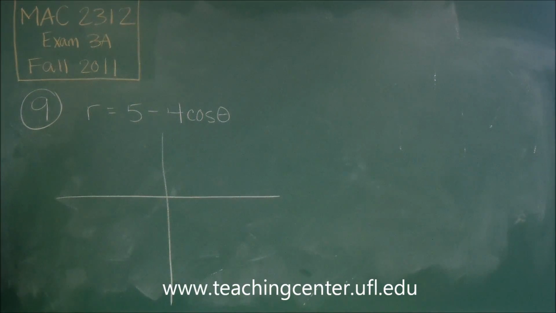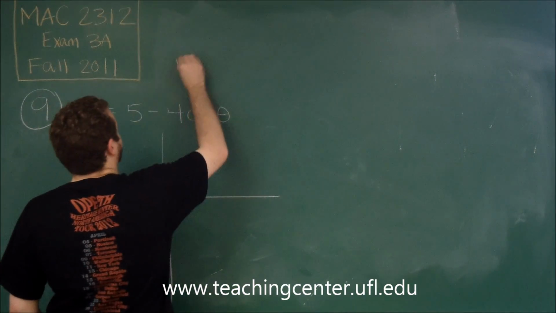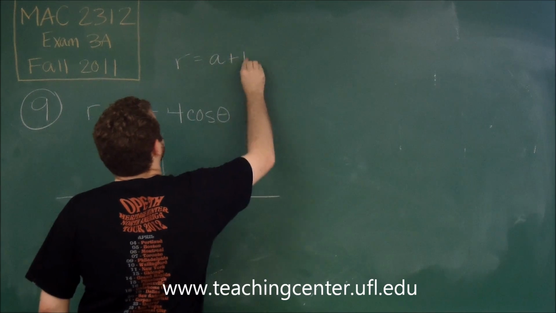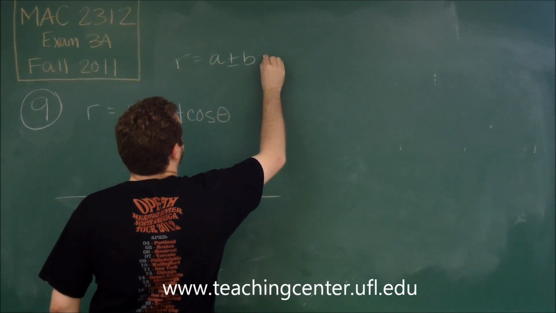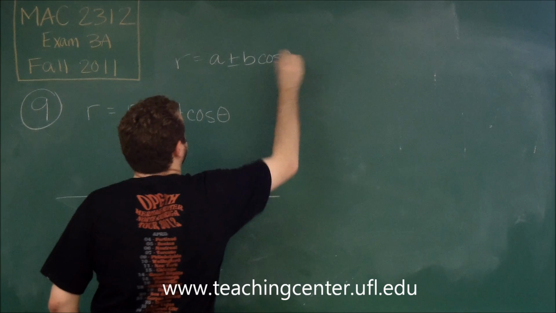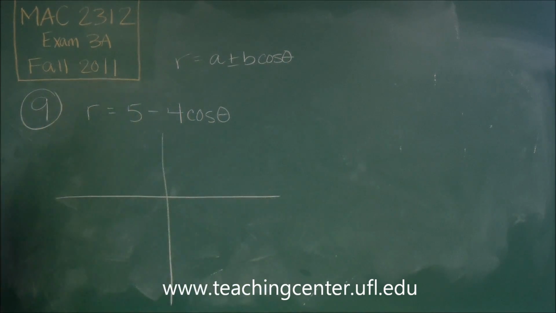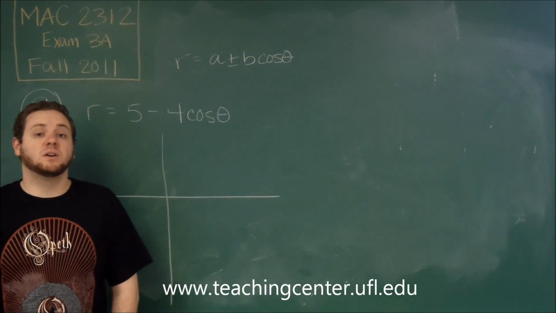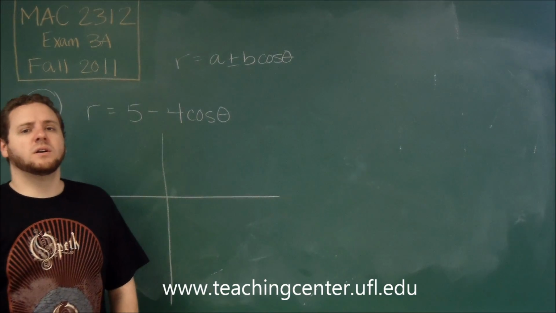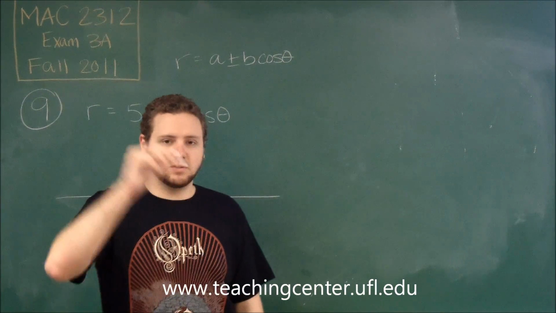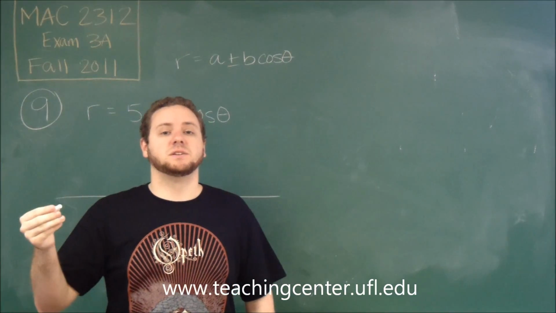Since we have the general form a plus or minus b cosine theta, you know that this is going to be a cardioid. So remember, the cardioids are the things that kind of look like circles but that have bumps in them and potentially loops.